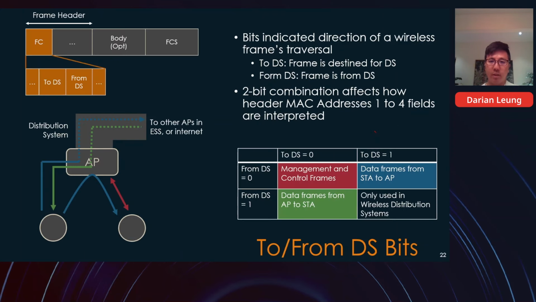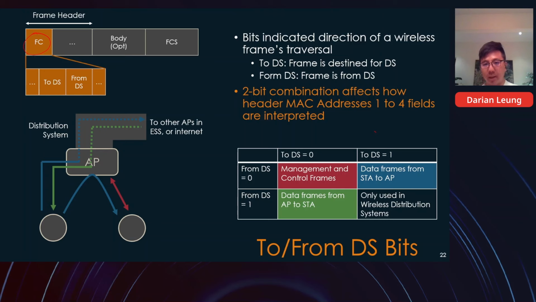Recall that the wireless medium is a broadcast medium, so a frame transmitted by a station can be received by all other stations within range. Therefore, each frame needs some metadata to indicate which stations the frame was intended for. In a Wi-Fi frame, this is done through a combination of the MAC address fields and the To DS and From DS bits. The To DS bit and the From DS bit are part of the frame control field of the header, and they indicate the directionality of a frame.